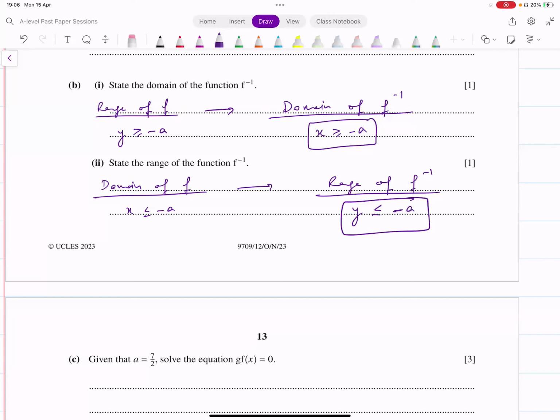Make sense? So domain of the original function is the range of the inverse function. Range of the original function is the domain of the inverse function. The set of values is the same. The symbol is going to change. For domain, we use x. For range, we use y, because domain is x values, range is y values.